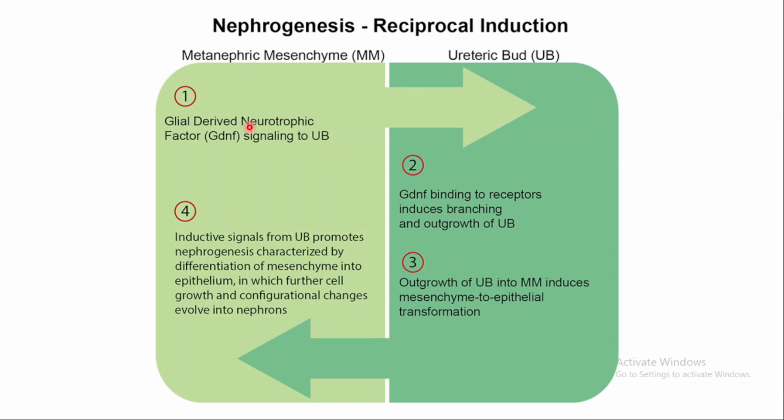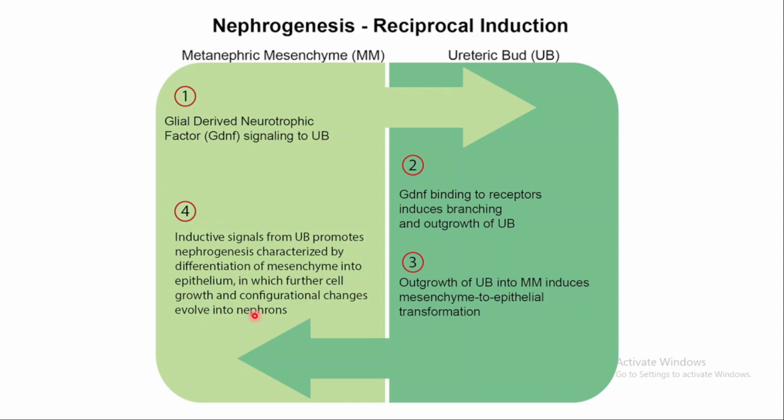So signal from mesenchyme induces branching and growth of ureteric bud, and now that the ureteric bud has grown, outgrowth of ureteric bud into the mesenchyme induces mesenchymal to epithelial transformation. So these ureteric branches, when they penetrate into the mesenchyme, will cause mesenchyme to epithelial transformation. So the underlying mesenchyme will now form epithelium. Inductive signals from UB, or ureteric bud, promote nephrogenesis, characterized by differentiation of mesenchyme into epithelium, in which further cell growth and configurational changes evolve into nephrons.